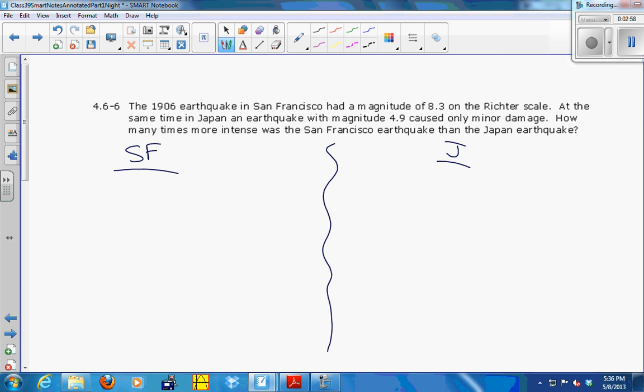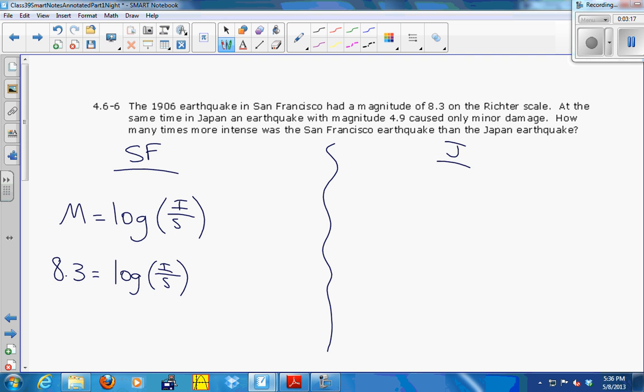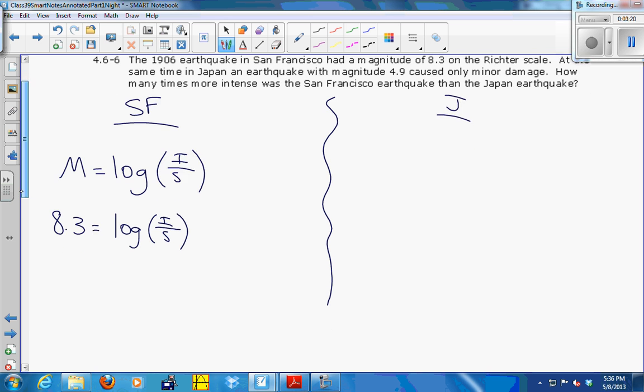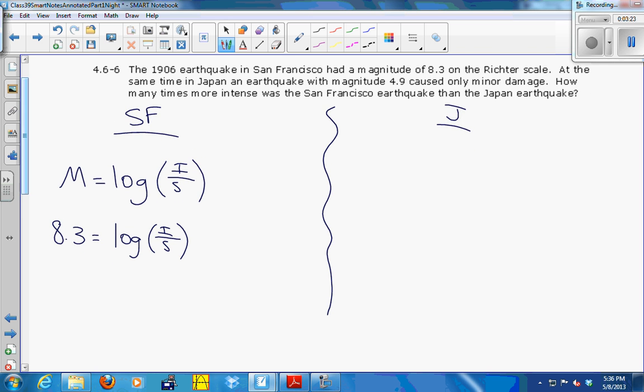My formula for magnitude is the log of I over S. I'm analyzing San Francisco. They're telling me the magnitude was 8.3, so that is the log of I over S. What I would like to know is I, the intensity, because that's what they asked me about. They asked me about the intensity of the two earthquakes. When I don't put a base on the log, what base do you assume that it is? 10, okay, so there's a little 10 there.